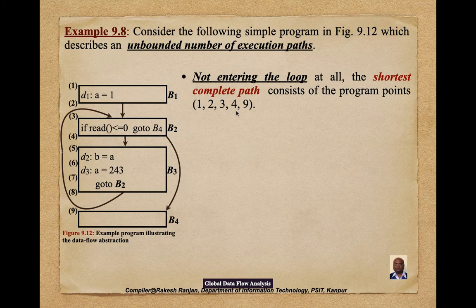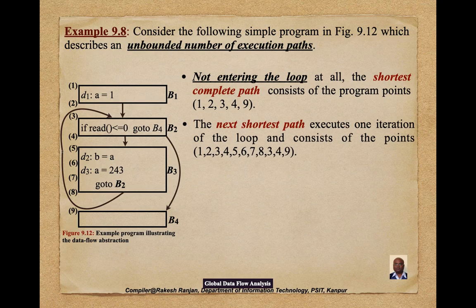So you can see here, not entering the loop at all, if we do not go into the loop even once, what will the shortest completed path be? Point 1, point 2, then point 3, then point 4, and since it is not going into the loop, here the condition will be false. From here we will jump directly to B4. So we have here 1, 2, 4 and 9.